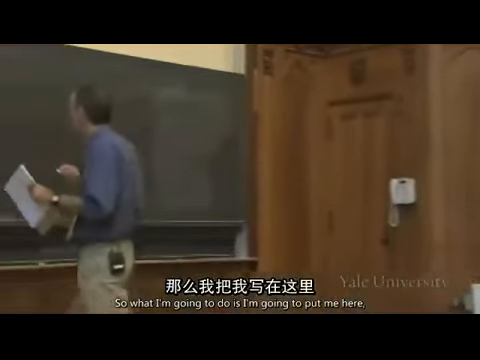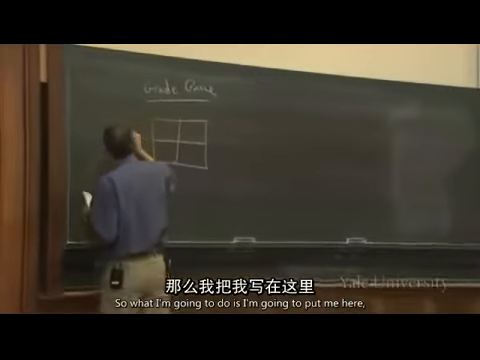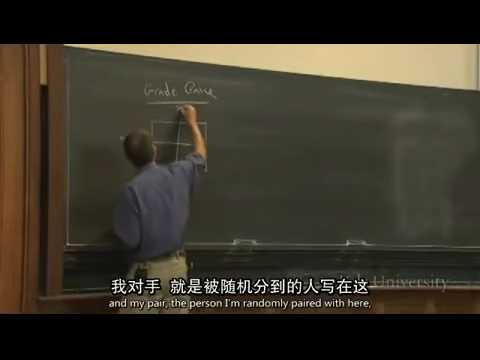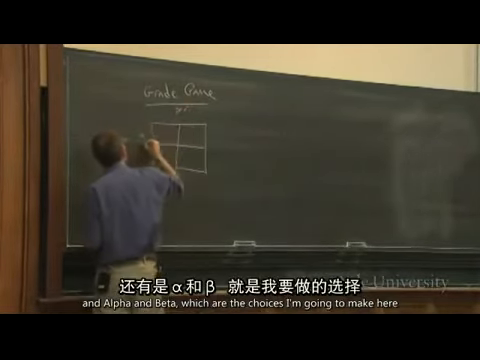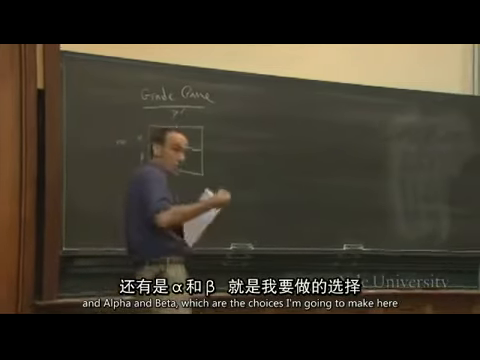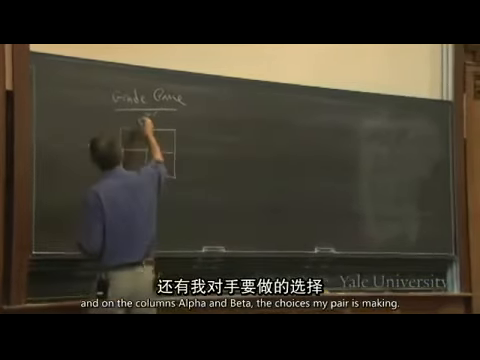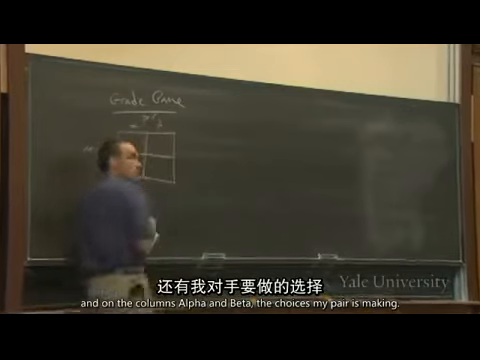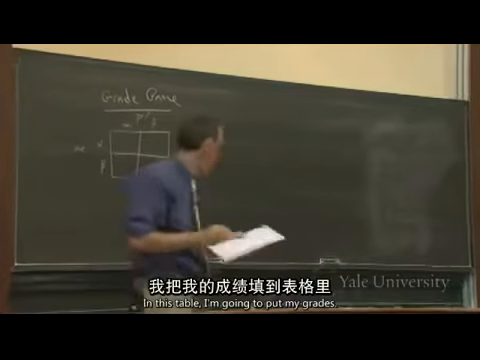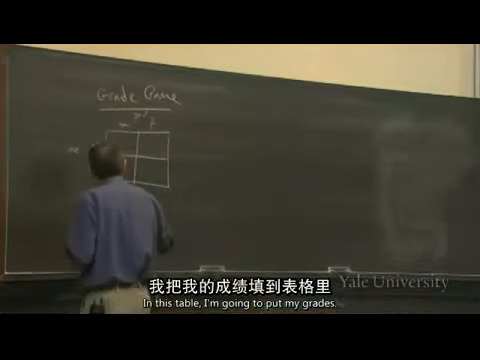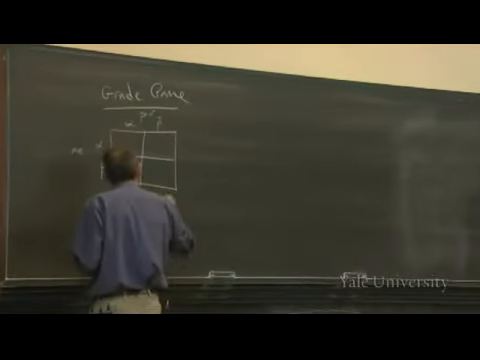Okay? So what I'm going to do is put me here, and my pair, the person I'm randomly paired with, here, with alpha and beta, which are the choices I'm going to make, in the rows, and in the columns, alpha and beta, the choices my pair is making. And in this table, I'm going to put my grades.